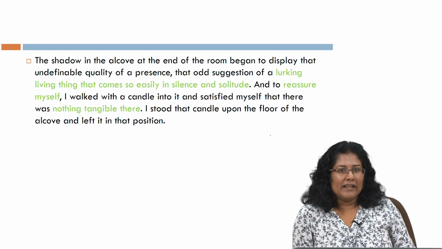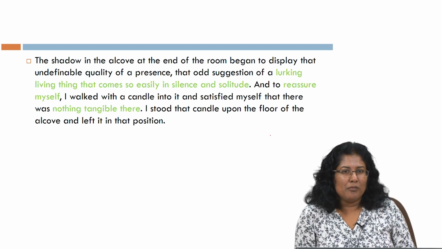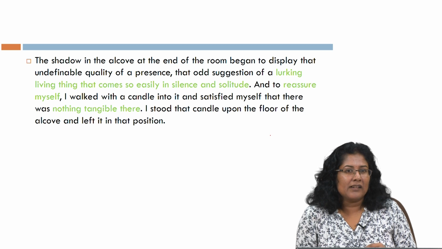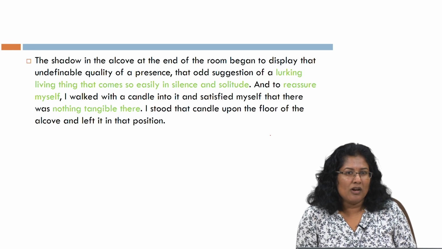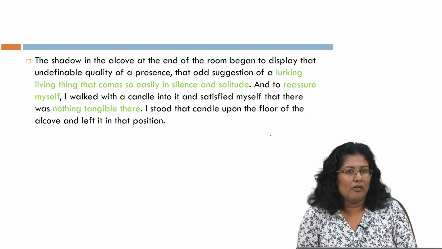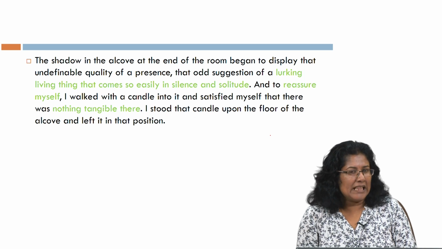The shadow in the alcove at the end of the room began to display that undefinable quality of a presence, that odd suggestion of a lurking living thing that comes so easily in silence and solitude. And to reassure myself, I walked with a candle into it and satisfied myself that there was nothing tangible there. I stood the candle upon the floor of the alcove and left it in that position.